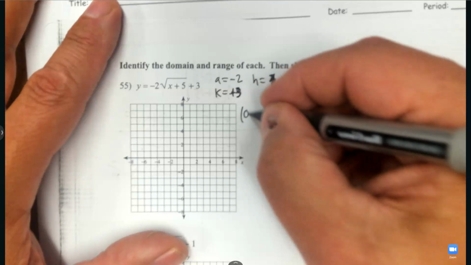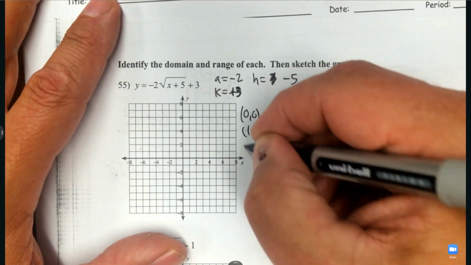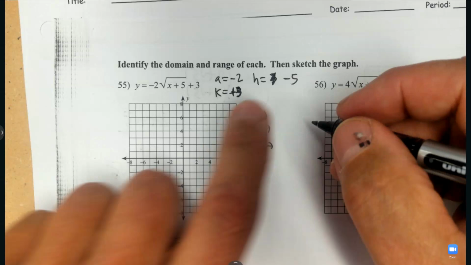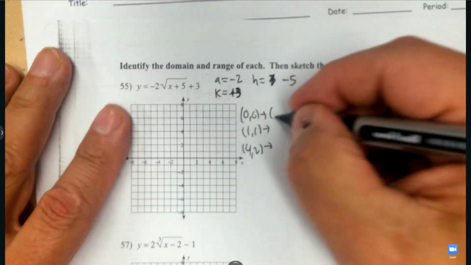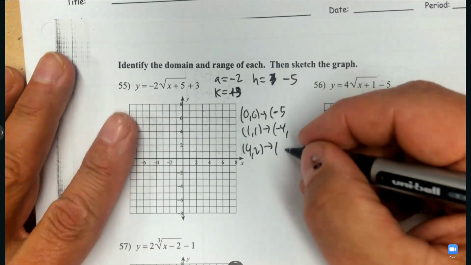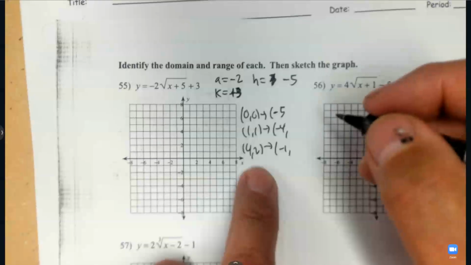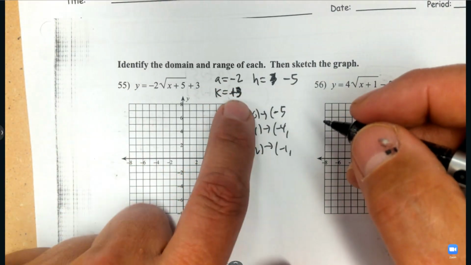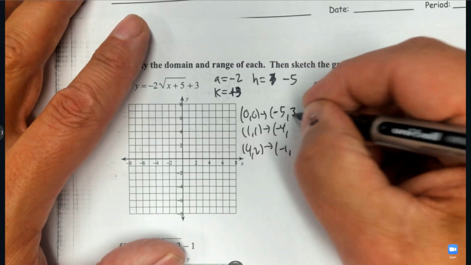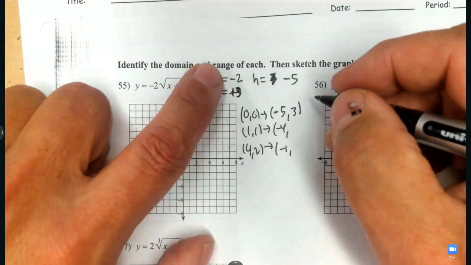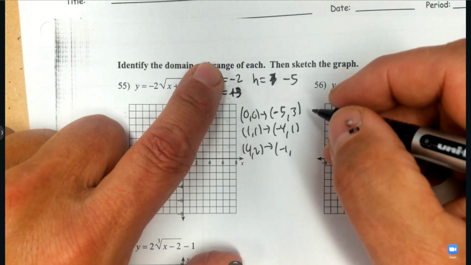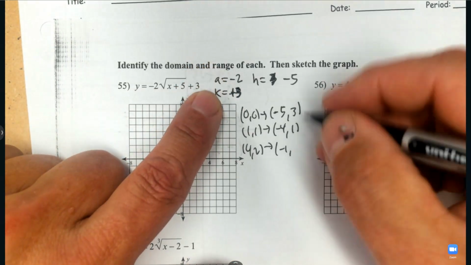We start with the points 0, 0, 1, 1, and 4, 2 for a square root. To the x's, I'm going to subtract 5. So subtract 5 to every x value and write the answer down. To the y coordinates, I'm going to multiply by negative 2 and then add 3. So 0 times negative 2 plus 3. 1 times negative 2 plus 3. 2 times negative 2 plus 3.